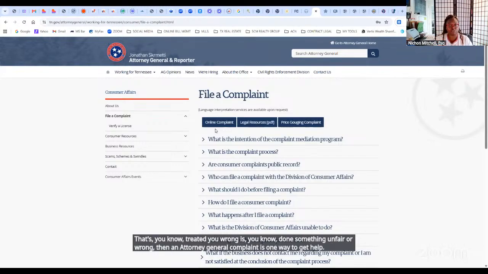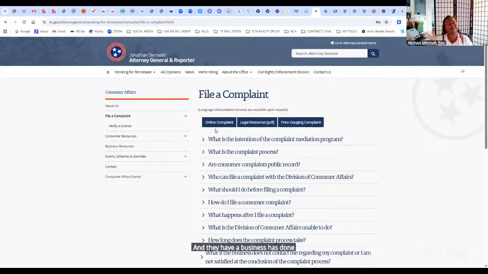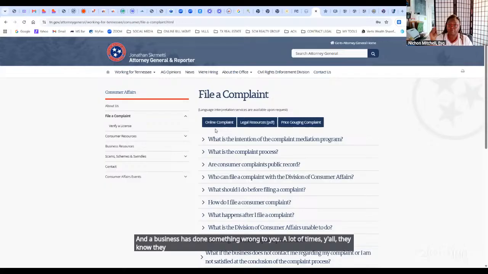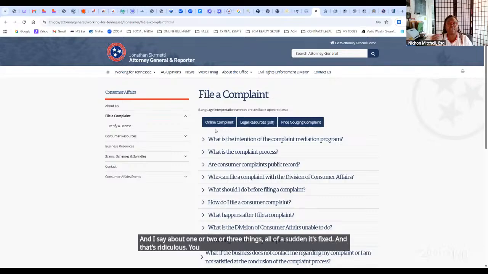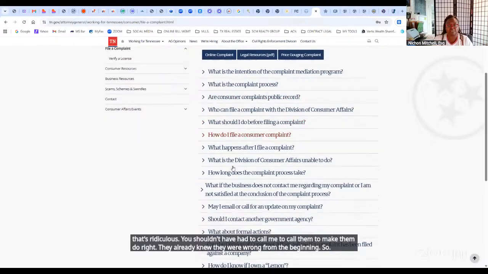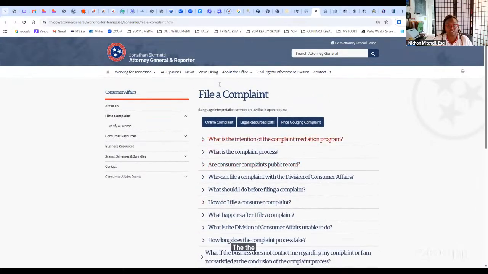So realize they don't represent you and they don't represent the other side. But if you are a consumer, you're a person, and a business has done something wrong to you, a lot of times, y'all, they know they're wrong. How many of my clients are on here, or people I talk to, where as soon as you guys call me and I call them, everything gets fixed. It's ridiculous that I even have to get on the phone. Once I get on the phone and I say one or two or three things, all of a sudden it's fixed. And that's ridiculous. You shouldn't have had to call me to call them to make them do right. They already knew they were wrong from the beginning. So that is the benefit of using this attorney general complaint process.